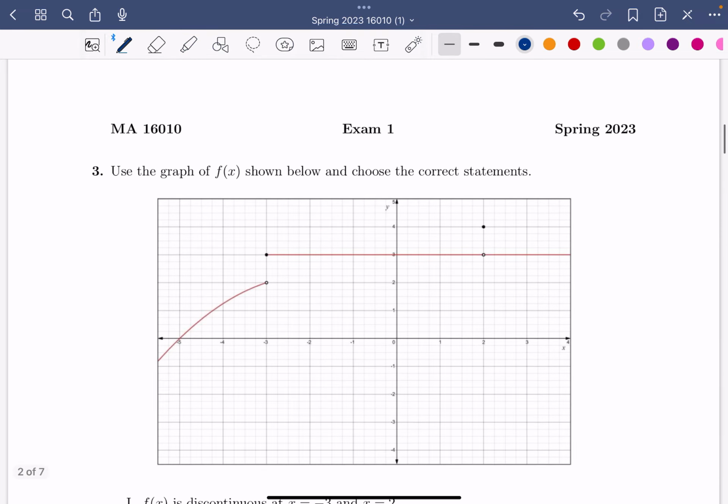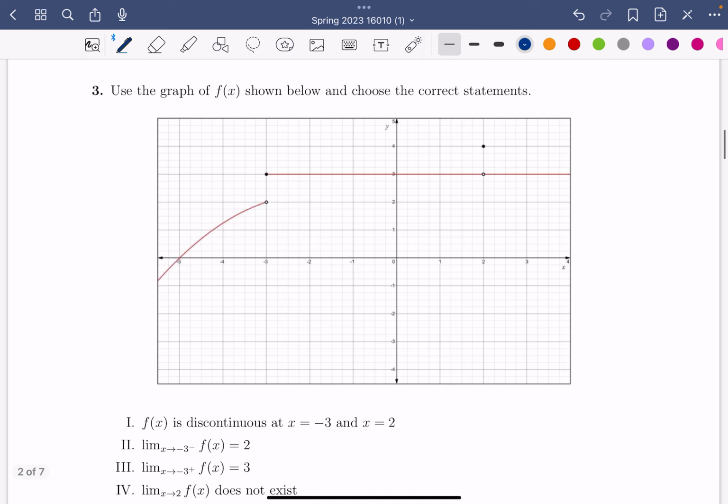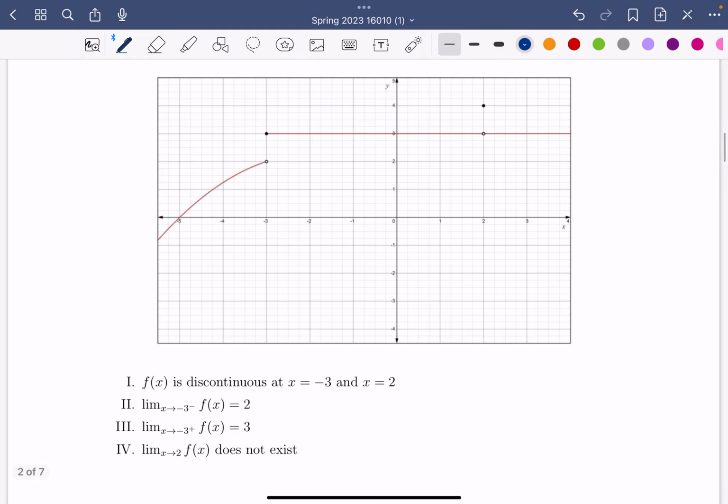Okay, moving on to question 3. Use the graph of f of x shown below and choose the correct statements. Looking at these statements, we can check the first one: f of x is discontinuous at x equals minus 3 and x equals 2. At x equals minus 3, there's a very big hole, and at x equals 2, there is also a hole. So this function is discontinuous at both of these points.